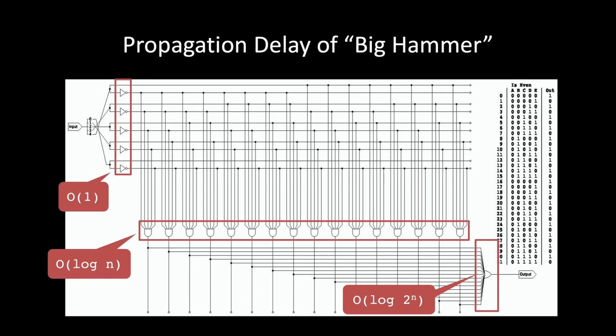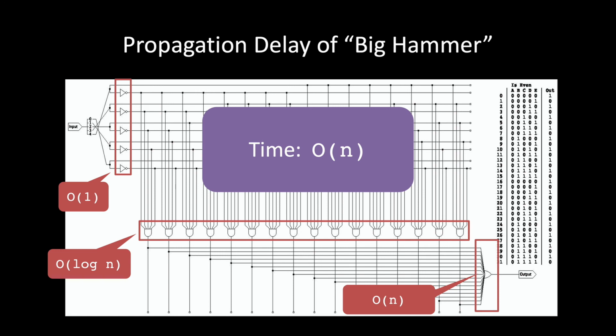Now, because these two operations, 2 to the n and log n, are just inverses, this simplifies to big O of n. These 3 stages happen in sequence, so to get the total propagation delay, we just add them together, which gives us an overall propagation delay that's big O of n. This is true of any circuit designed using that sum of products big hammer technique. So if we were to use that technique to design an adder, it would also have a running time that's linear. Now whether that would be faster or slower, the big O doesn't tell us, but it does tell us that the time would increase at about the same rate as we added input bits.